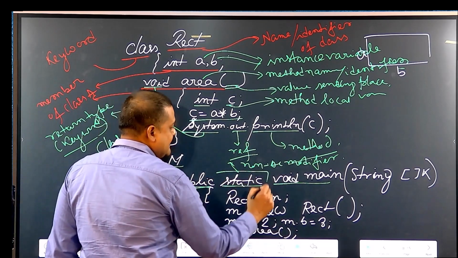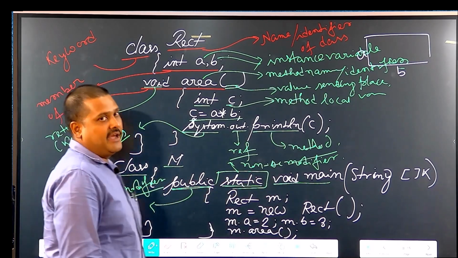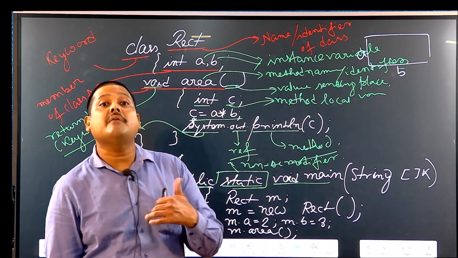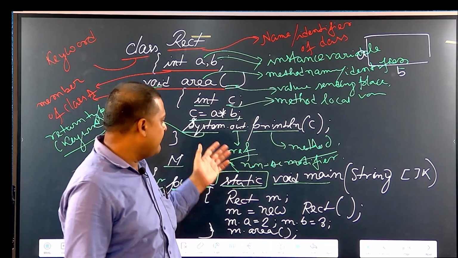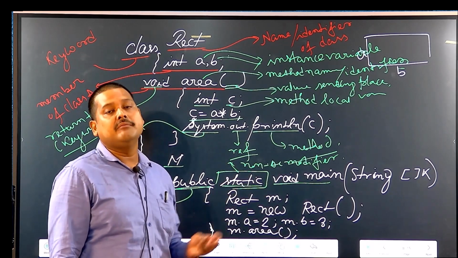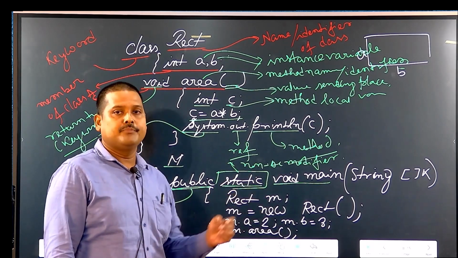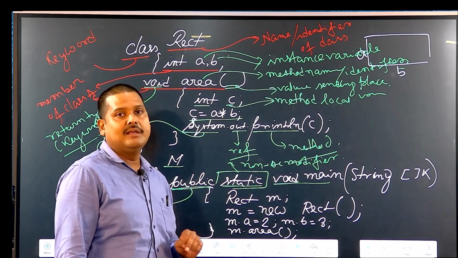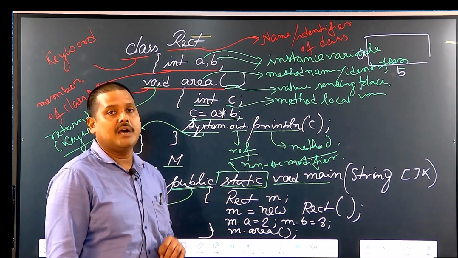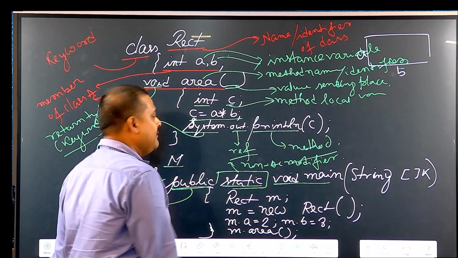This is static. This is called a non-access modifier. Non-access modifiers also tell the behavior of the method. There are different non-access modifiers like static, final, volatile, native, strictfp. There are so many modifiers available in our Java language, and they tell us about the behavior of the method, how the method will behave. And you know what main is.